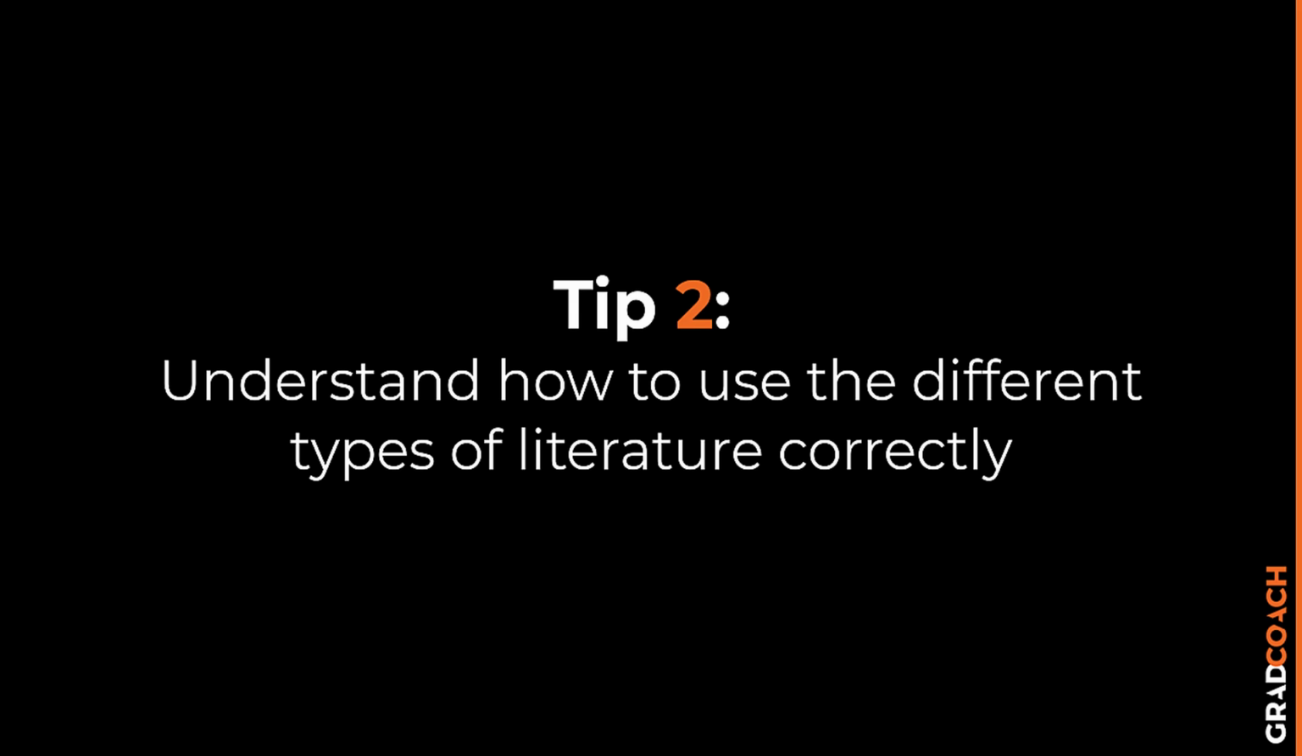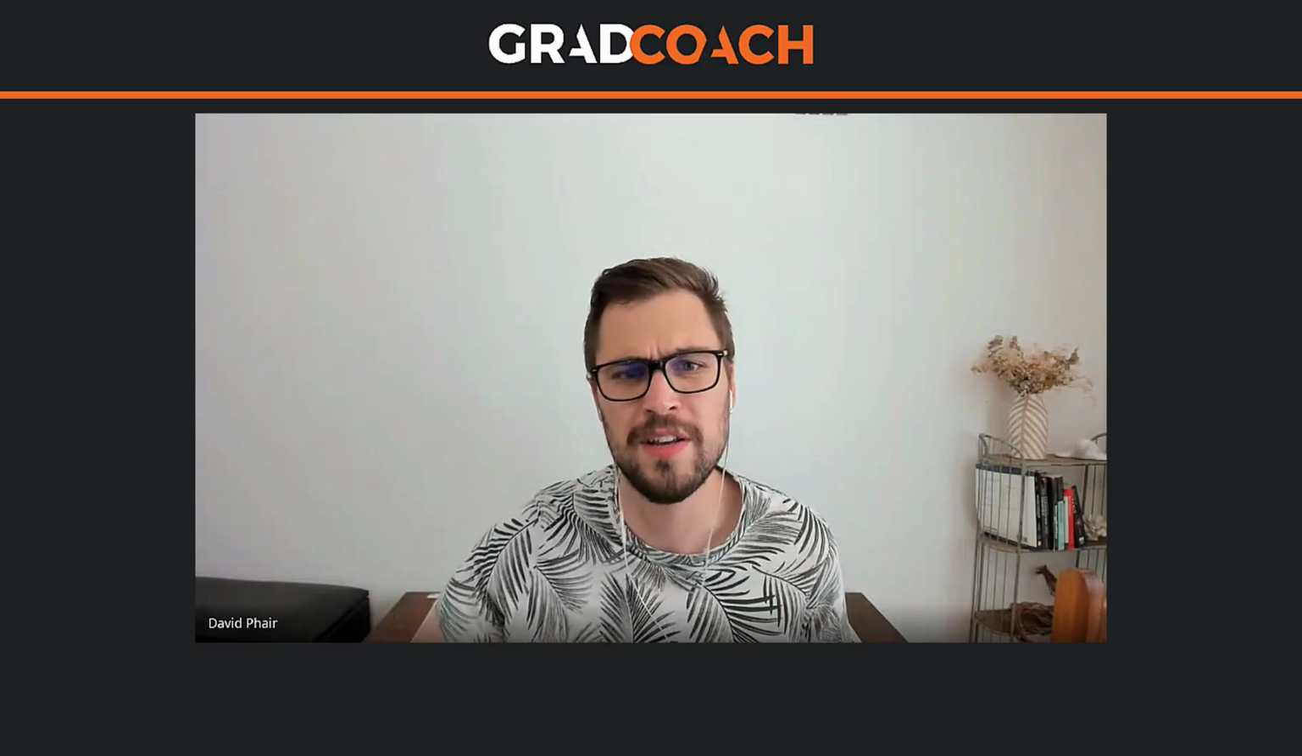So our second tip is to understand the different types of literature that's available to you and how you can use them to your advantage. So Peter, what can we do here, and what are the types of literature that we have access to? Yeah, generally there are two main types of literature that you're going to be dealing with: primary and secondary.